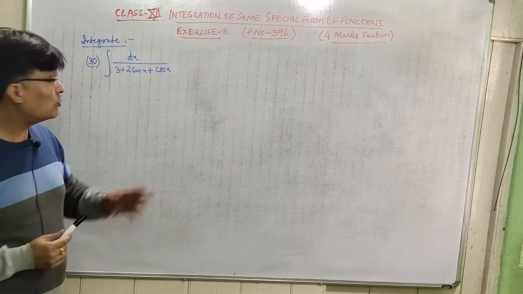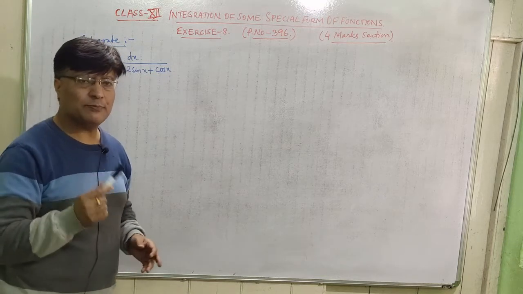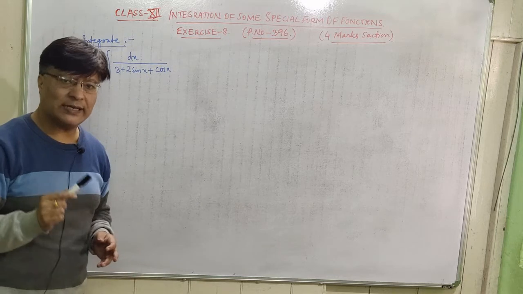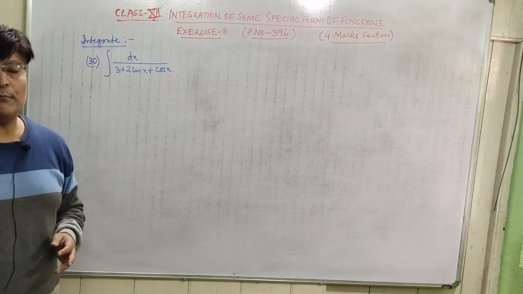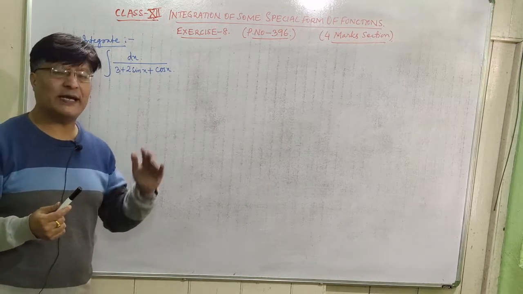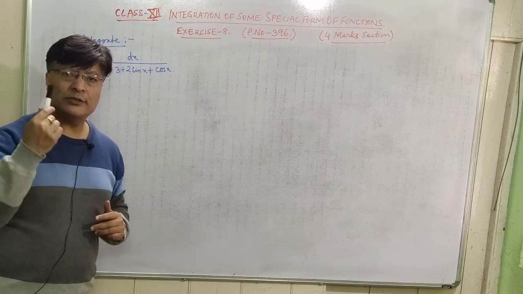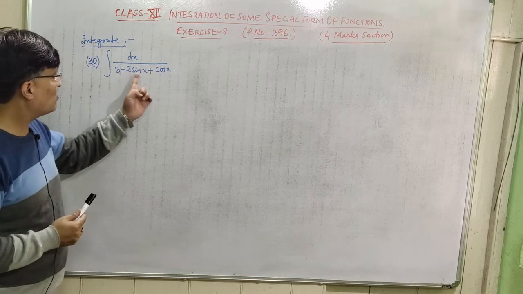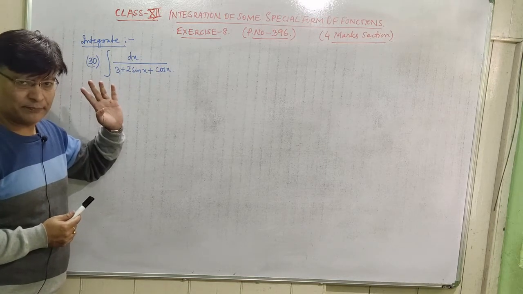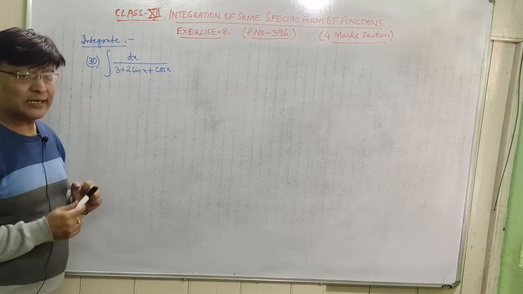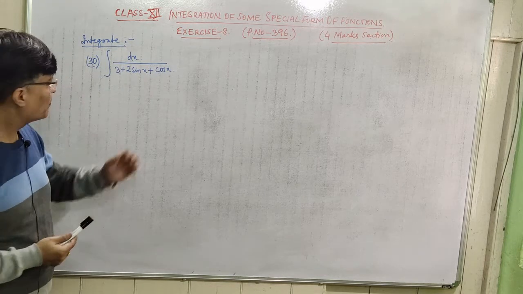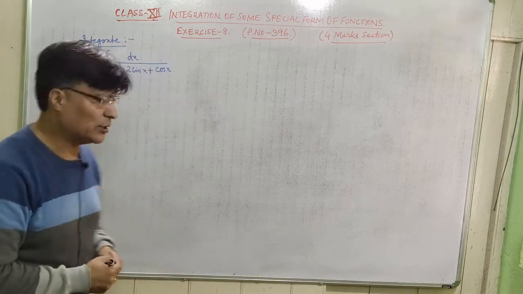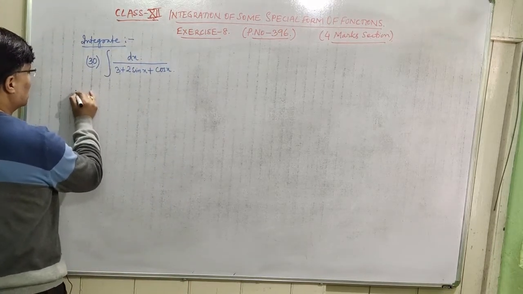So I already told you that whenever you have a plus b cos x or a plus b sin x, you should write cos x or sin x in terms of submultiple angle, that is in terms of tan x by 2 from the submultiple angle chapter in trigonometry. So in this case also both sin x and cos x are there. So instead of sin x you have to write it in terms of tan x by 2, and you have to write cos x in terms of tan x by 2 from submultiple angle in trigonometry. So let us do this integration now.